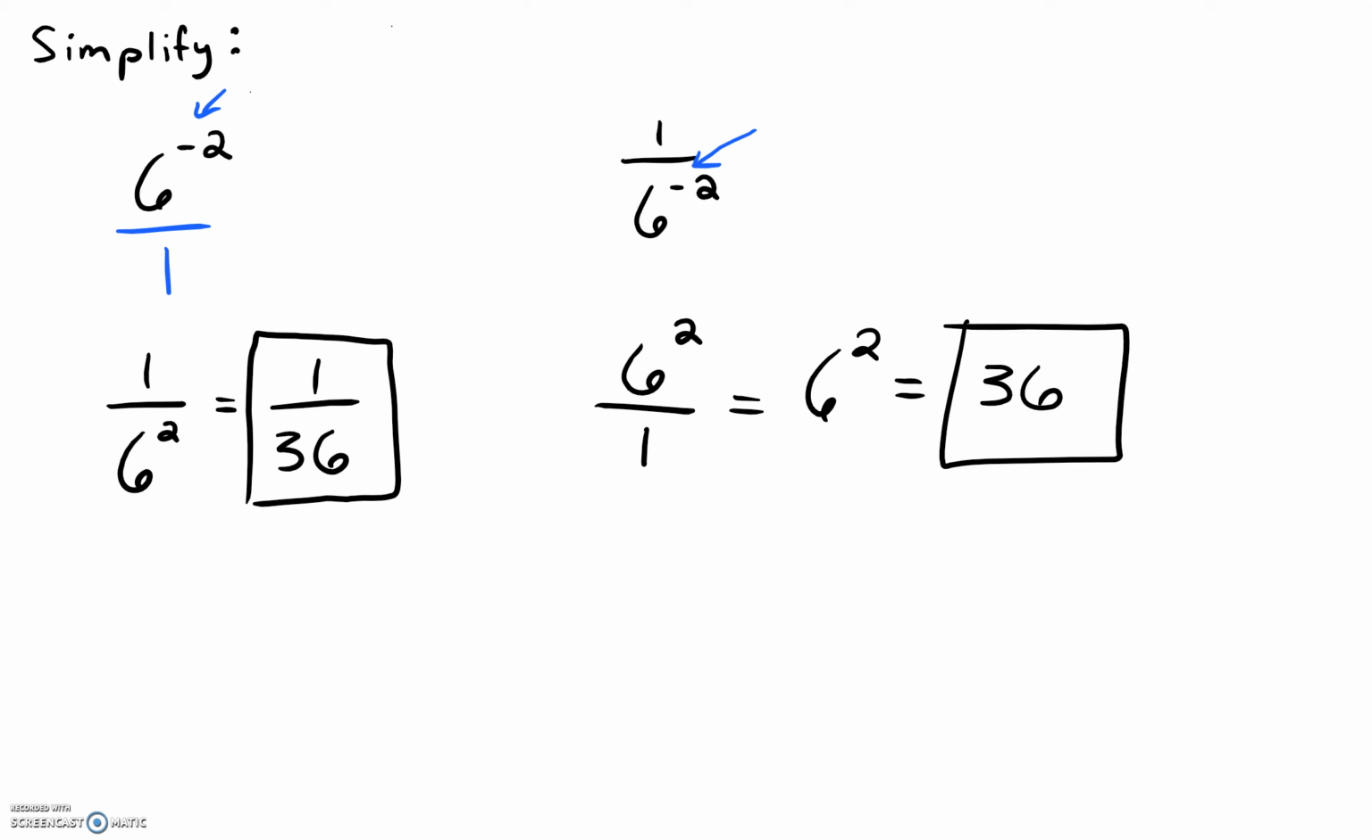So the long or short story is basically, if you have a negative exponent, you want to move whatever that base is either from the top to the bottom or from the bottom to the top, and then change the sign of the exponent, and then you can simplify.